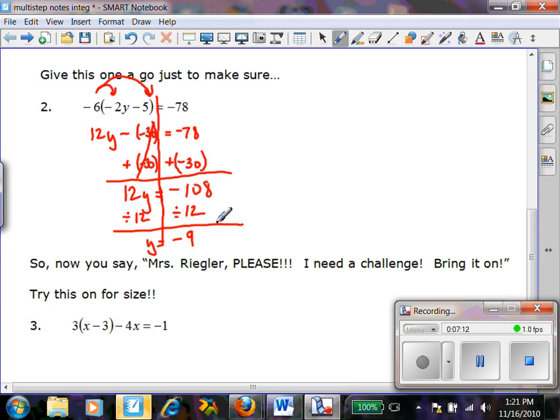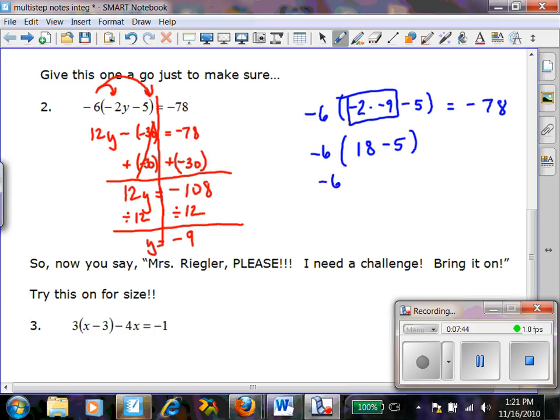And now let me show you, just to confirm that we have it right. Let's just plug it back in and do order of operations. So I'm going to replace the y with negative 9, and then subtract 5, and that should equal negative 78. So order of operations, we do inside the parentheses first, which would be positive 18. Subtract 5, and that's going to give us 13. And then negative 6 times 13 is a negative answer, and it turns out 6 times 13 is in fact 78. So we know we are correct because both sides are equal to each other.